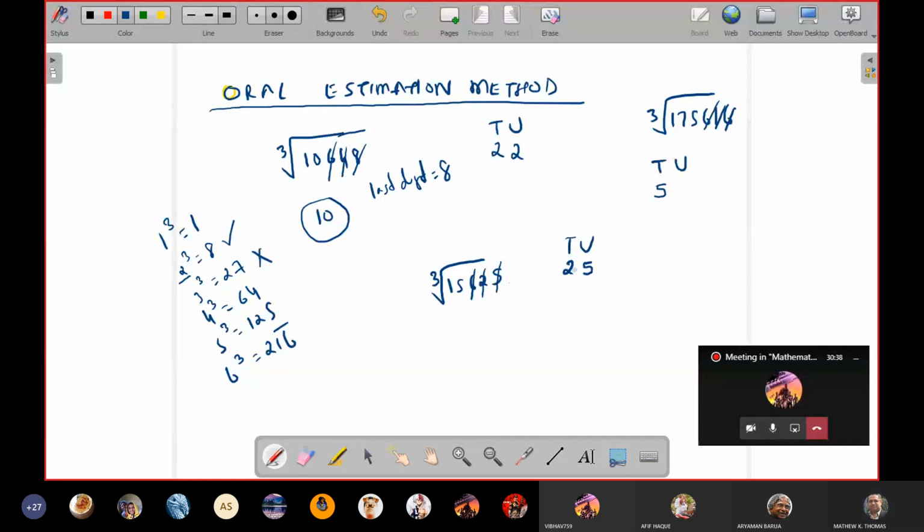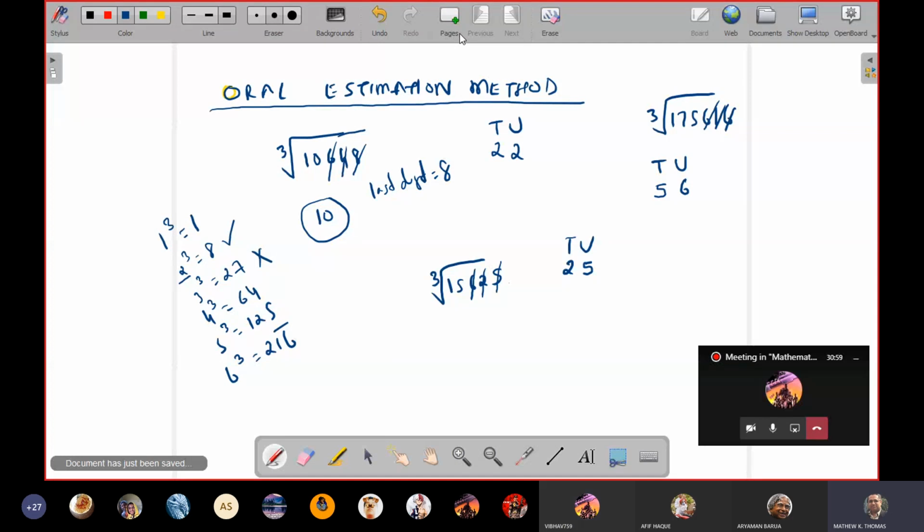Okay. So here we've got the tens place as 5, because 6 cube is 216, that is more than 175. So we can't take that. And the last number is ending with 6. So which cube is ending with 6 here? That is 6 itself. So the number here will be 56.